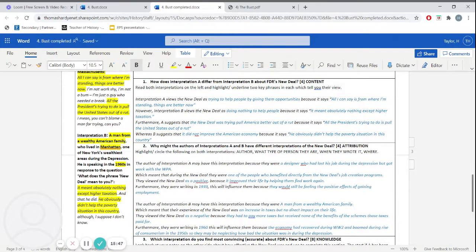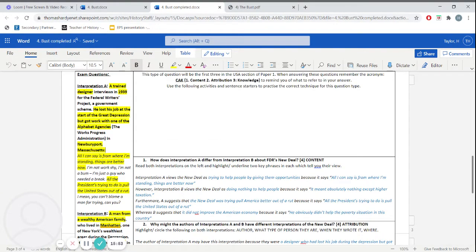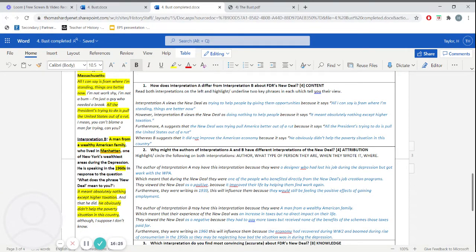So if we highlight the key bits of information that let us know what kind of person each of these authors are. In this one, it's a trained designer who was writing in 1939. They'd lost their job during the Great Depression, but got work with one of the alphabet agencies, the Works Progress Administration, that paid artists to create murals and do art for the government. And he was writing in Massachusetts. And this one is a man from a wealthy American family in Manhattan, which is one of the wealthiest areas in New York, even during the Depression. And he was writing in the 1960s, so he's writing retrospectively after the fact.